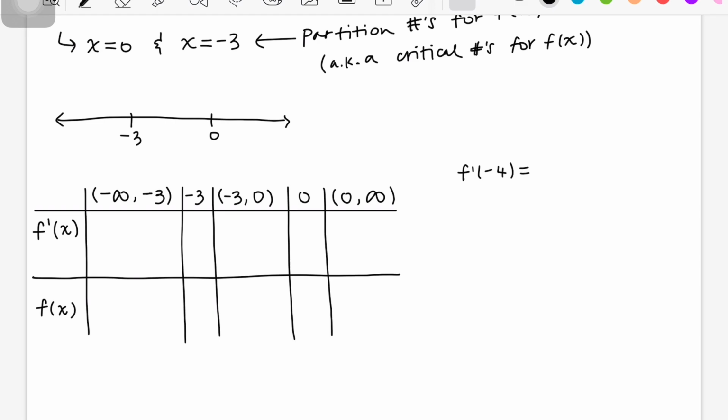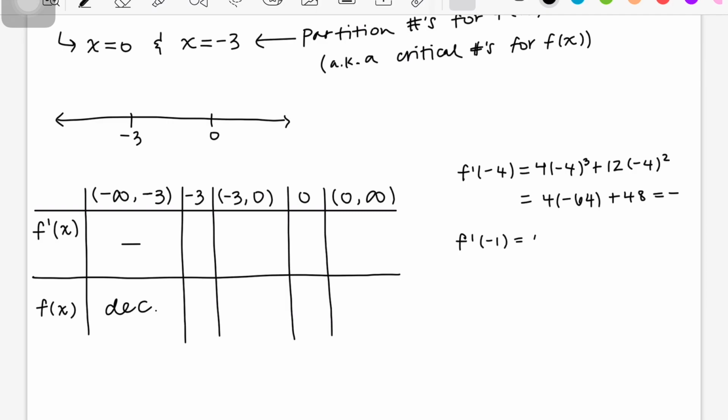Negative 4 is in our interval negative infinity to negative 3. So plugging this into our derivative, we'll get 4 times negative 64 plus 48. So this will be a negative number. So this tells us our function is going to be decreasing. Looking at the next interval, negative 3 to 0, we're going to plug negative 1 into our derivative. Right, so we'll get negative 4 plus 12, so this will be positive. And so our function is going to be increasing.